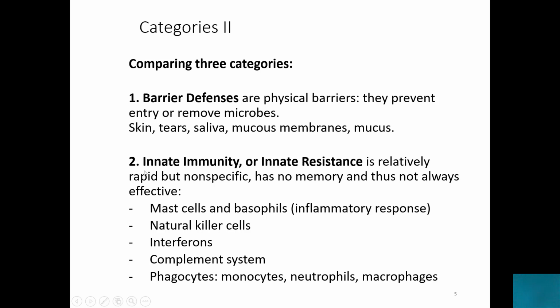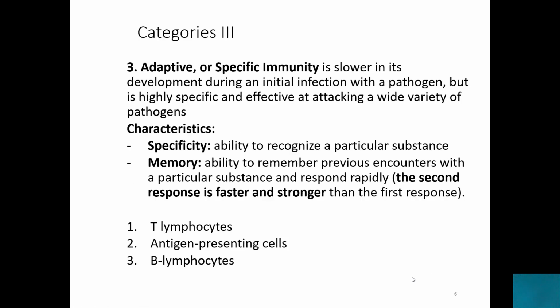Next one, if somehow infection is already inside, we have innate immunity or resistance. It answers fast, it's rapid, but non-specific, so it has no memory for the future. And it includes mast cells and basophils, which together provide the inflammatory response, which we usually call inflammation. So number one of innate immunity would be inflammation. Then natural killer cells, interferons, complement system, and phagocytes, different types of them. We'll talk about each of those types of response.